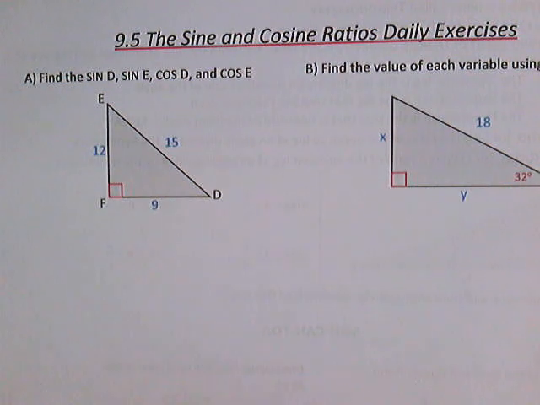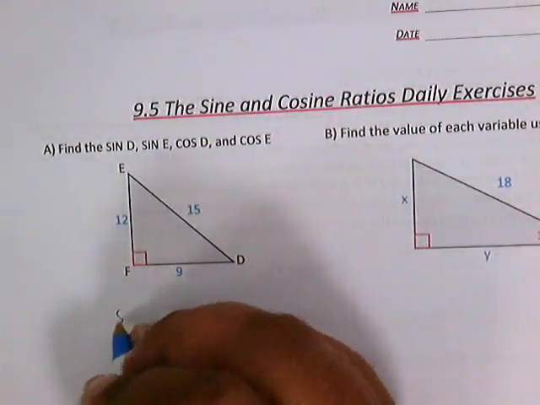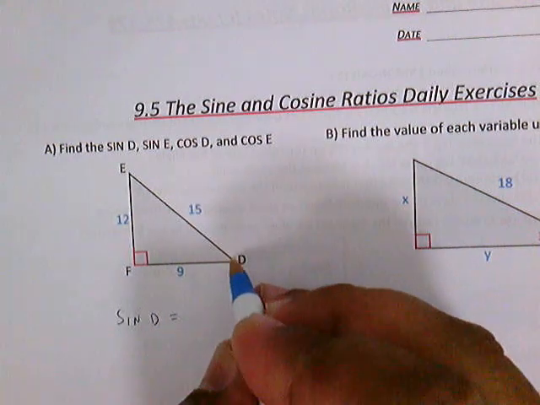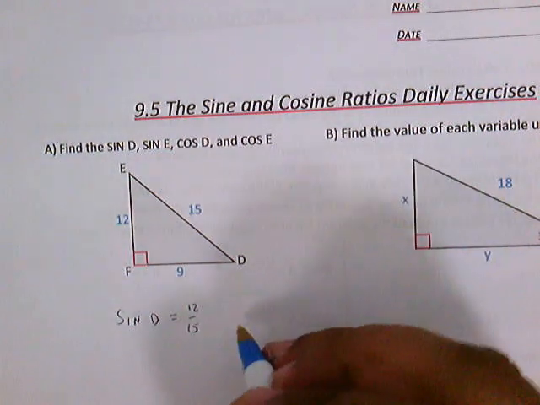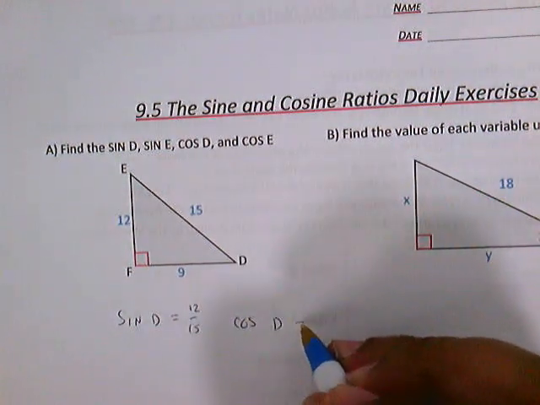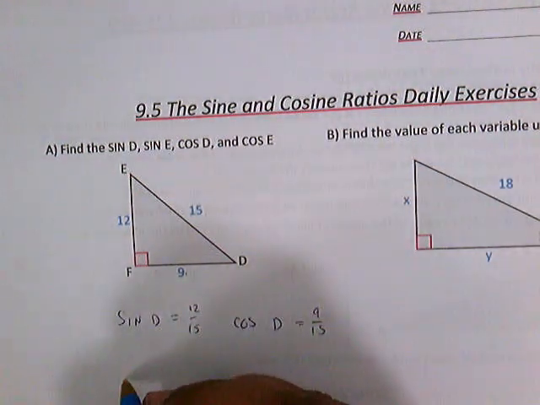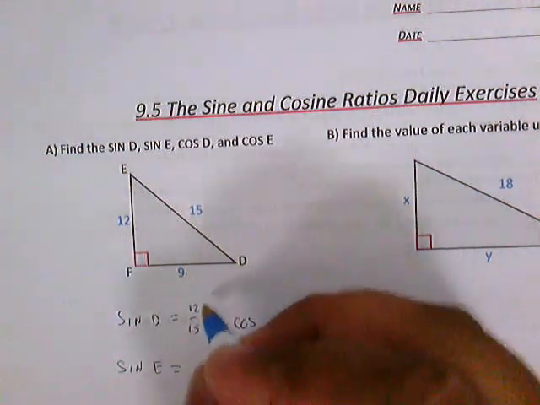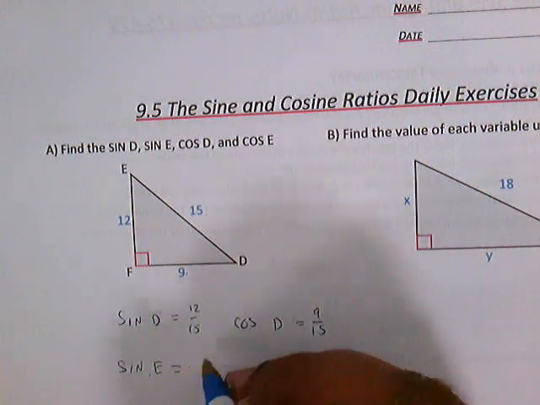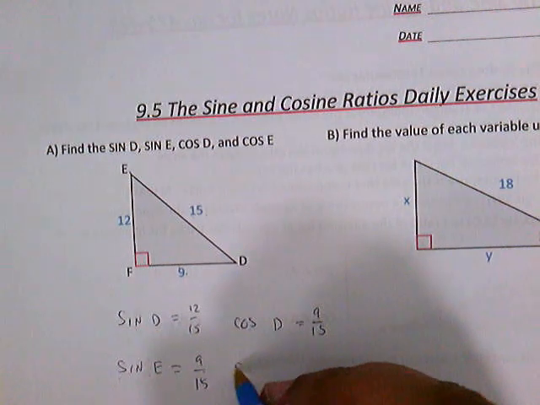Let's do 12. It says find sine D, sine E, cosine D, cosine E. Well, easy enough. Sine of D coming from this corner would be opposite over hypotenuse. It's just that easy. And the cosine of D would be adjacent over the hypotenuse. Now, coming from the other corner, remember the sine is going to be the cosine of the other. Coming from the other corner, opposite over adjacent is going to be 9 over 15.